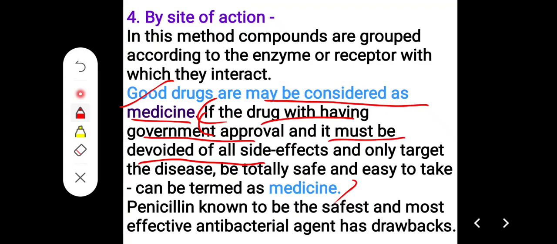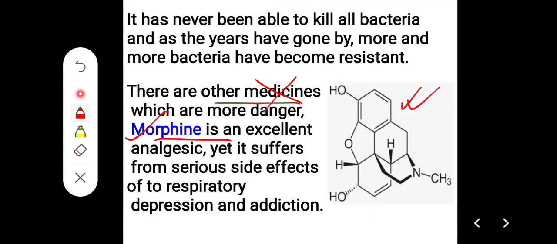Now good drugs may be considered: if a drug has government approval, it must be devoid of all side effects, or the side effects should be negligible, only targeting the disease and being totally safe and easy to take. That should be termed a medicine. Okay. Penicillin is known as the safest and most effective antibacterial agent, but it has some drawbacks. It is not able to kill all bacteria, because as the years go by, more and more bacteria become resistant, able to protect themselves from the action of penicillin.